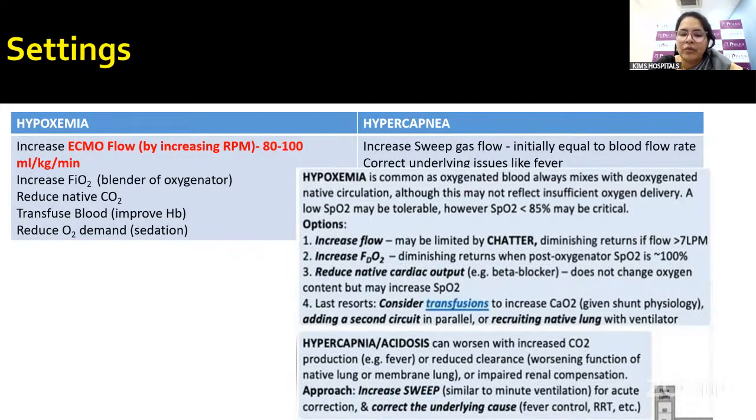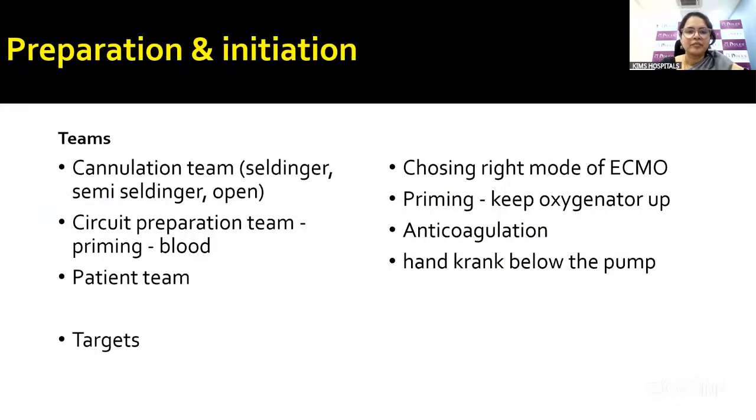So you add one more oxygenator in parallel, or we maximally recruit the native lung using high ventilator settings. On the other hand, if we are dealing with hypercapnia, one generally will try to optimize fever, high body temperature, and CO2 buildup, and increase the sweep gas flow, similar to the minute ventilation on a mechanical ventilator. So practically, how do we start?